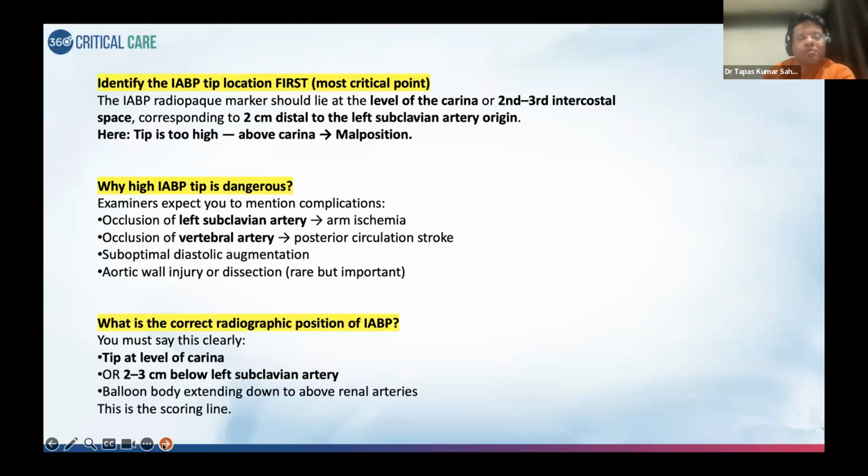Now, what is the correct radiographic position of the IABP? You must say this clearly: tip at the level of the carina or 2 to 3 centimeters below the left subclavian artery, balloon body extending down to above the renal arteries. That should be the scoring line.